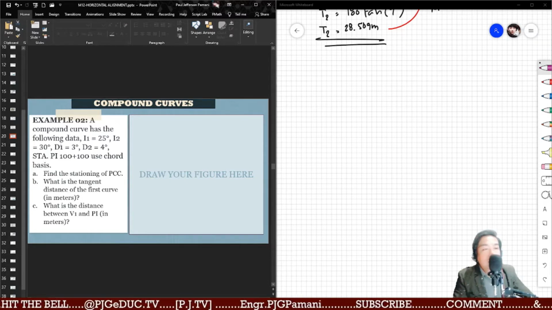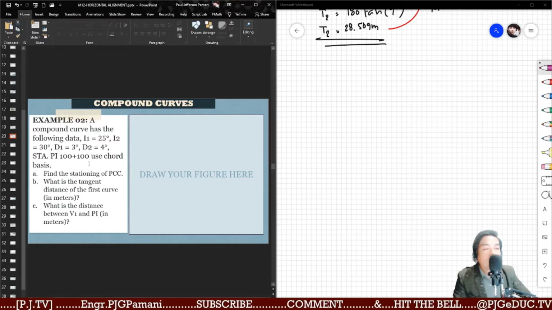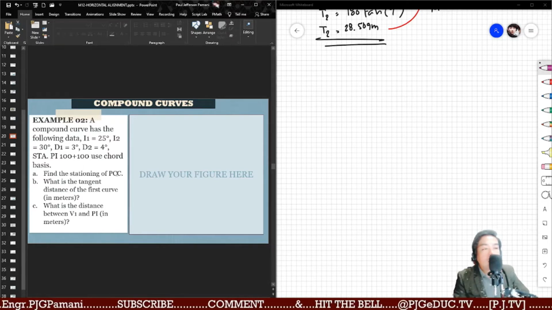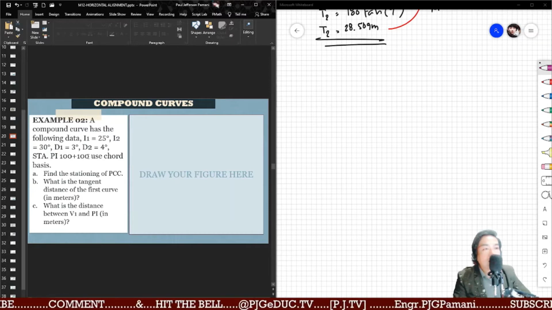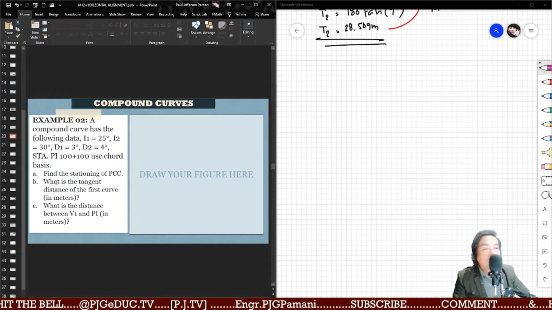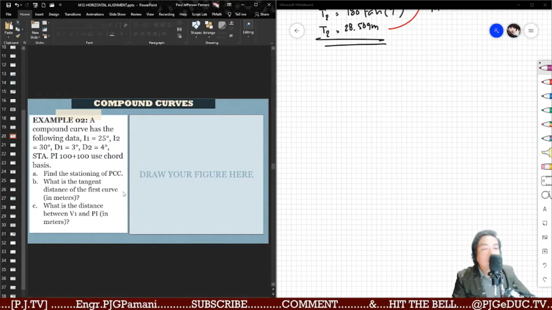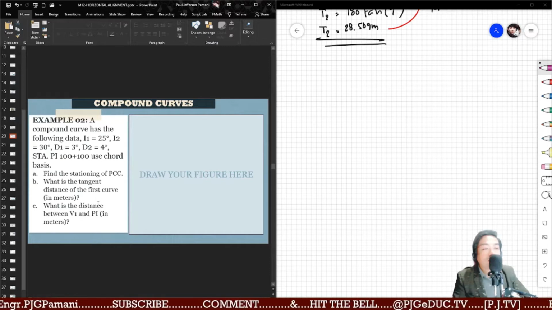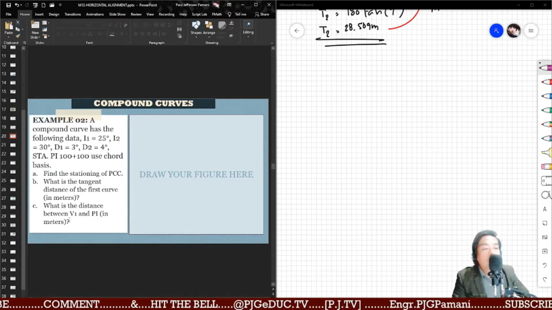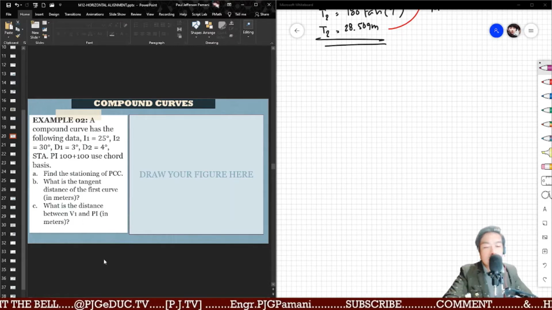Then, the station of our point of intersection is 100 plus 100. Using chord basis, we will then be able to solve for the radius of the first curve as well as the radius of the second curve. Now, the unknowns are: find the stationing of PCC, find the tangent distance of the first curve in meters, and what is the distance between V1 and the point of intersection, again in meters.